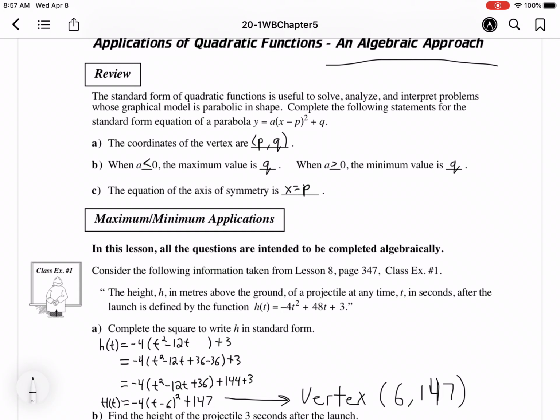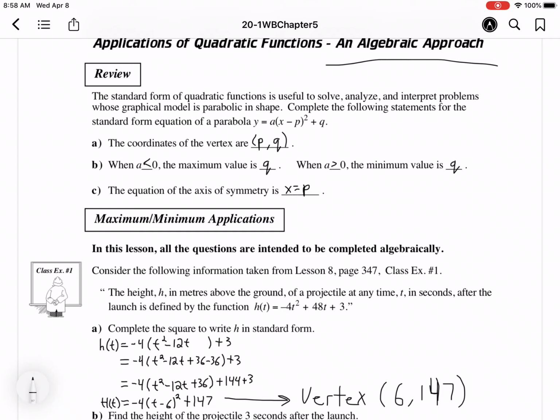There will be questions on quizzes or tests or assignments in the future that say algebraic. And what that means is that you have to show me all the math involved in solving this, right? You can use your calculator to find the solution, but you definitely need to make sure that you have all of the math shown, right?